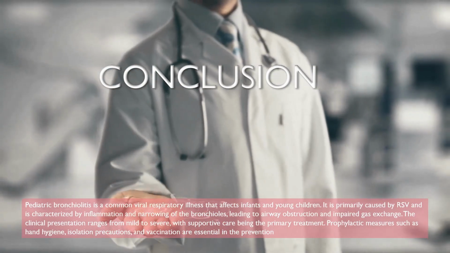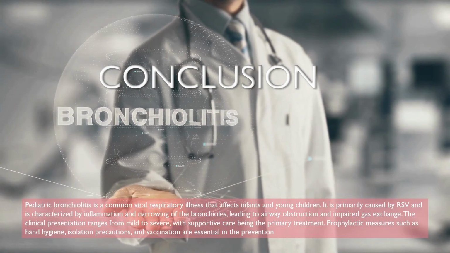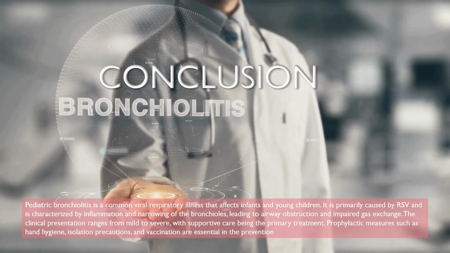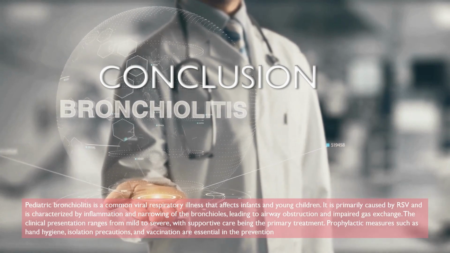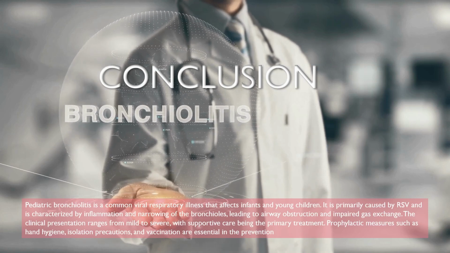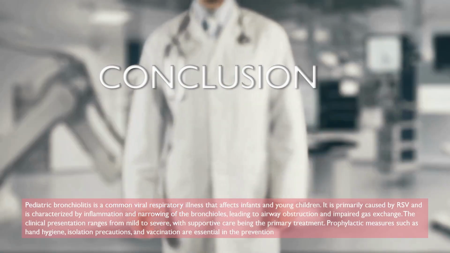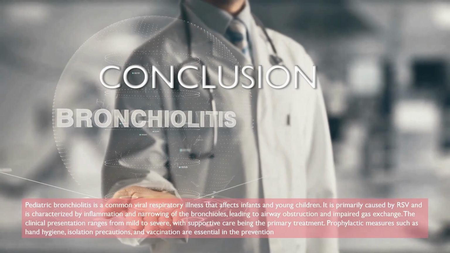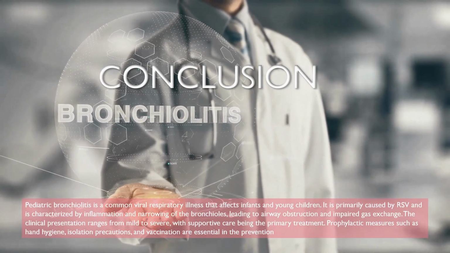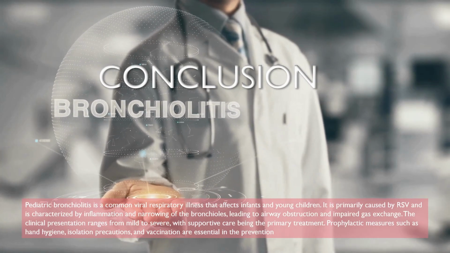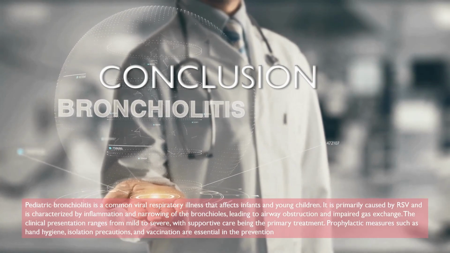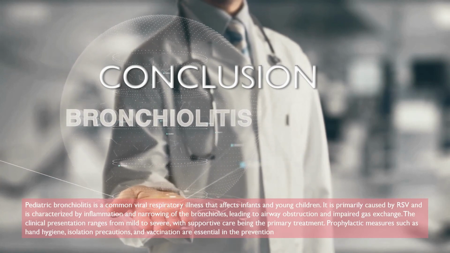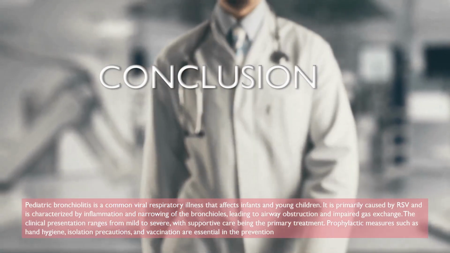Conclusion: Pediatric bronchiolitis is a common viral respiratory illness that affects infants and young children. It is primarily caused by RSV and is characterized by inflammation and narrowing of the bronchioles, leading to airway obstruction and impaired gas exchange. The clinical presentation ranges from mild to severe, with supportive care being the primary treatment. Prophylactic measures such as hand hygiene, isolation precautions, and vaccination are essential in the prevention.